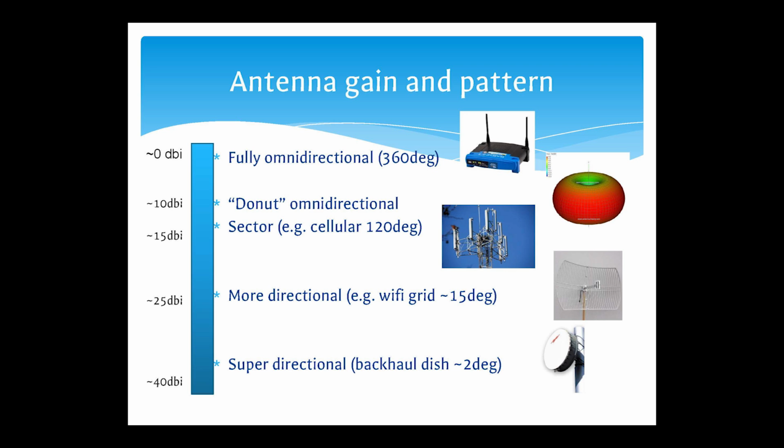Fully omnidirectional antennas. They send the signal equally in all directions. And when you have a router in your house, this does mean you're wasting signal broadcasting straight into the ground or straight up into the sky.